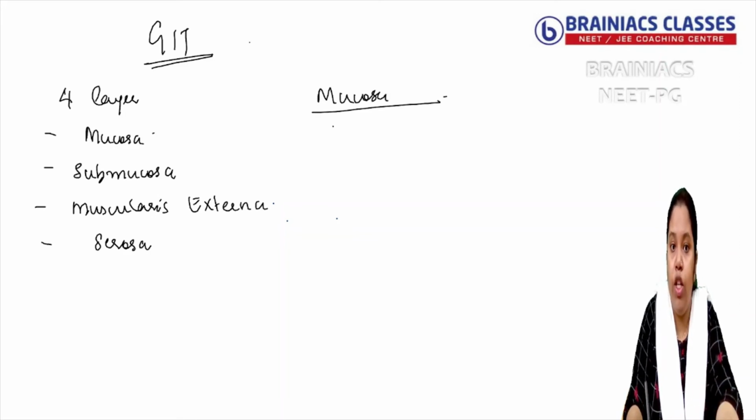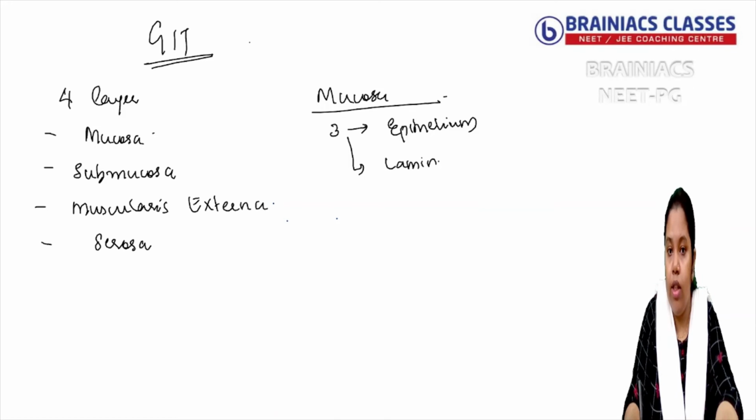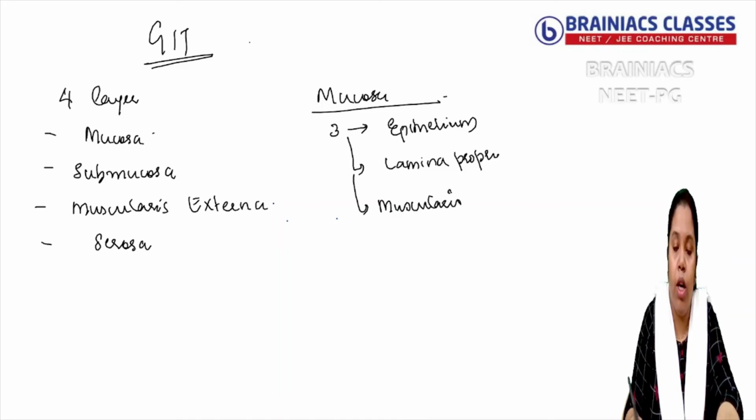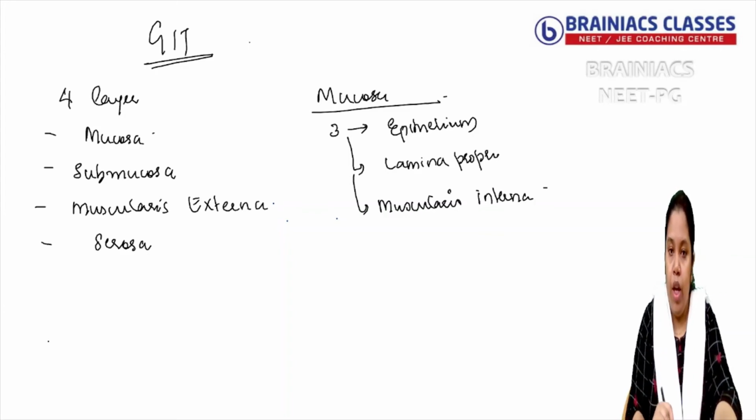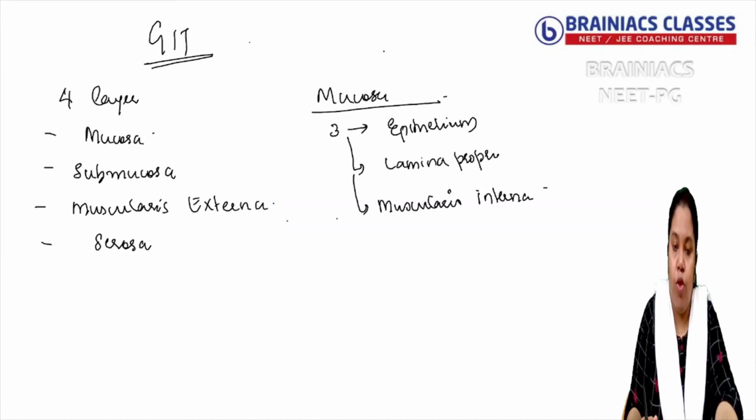The mucosa is again divided into 3. The first part is the epithelial part, the mucosal epithelium. Second, you have the lamina propria, and third, you have the muscularis interna or muscularis mucosa. So these are the 3 parts of the mucosa.